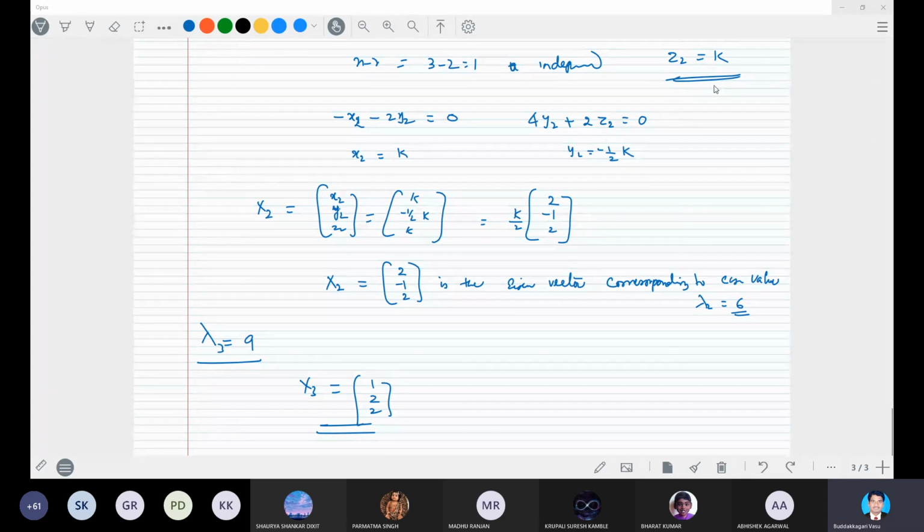Any doubts? Sir, it should be minus 1 2 2. Which one? Sir, this lambda 3 is equal to 9. Lambda 3? So minus 1 should be there. Minus 1, then 2 2. So the equation is coming like this: minus 4x minus 2y is equal to 0. Okay, maybe I need to check. I will check and update. I will upload this one after checking.